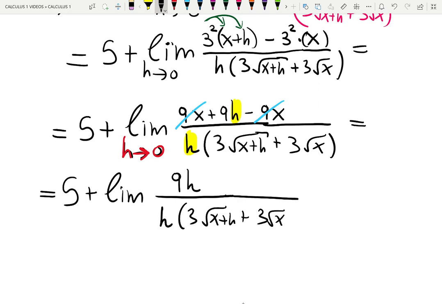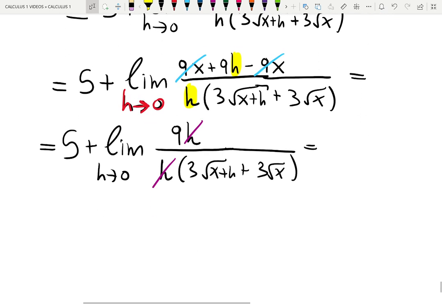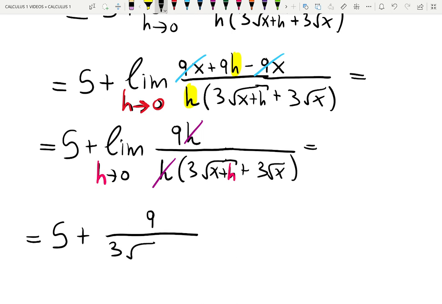Did you finish the problem faster than me? Try and see who will finish it faster. H gets cancelled out, exactly how we wanted it. Now we have a constant at the top, and that means we are ready to substitute h as 0 in the limit, because it's a limiting position. Let me highlight again. H that goes to 0 will give us 9 in the numerator, 3 square root of x plus 0 plus 3 square root of x.